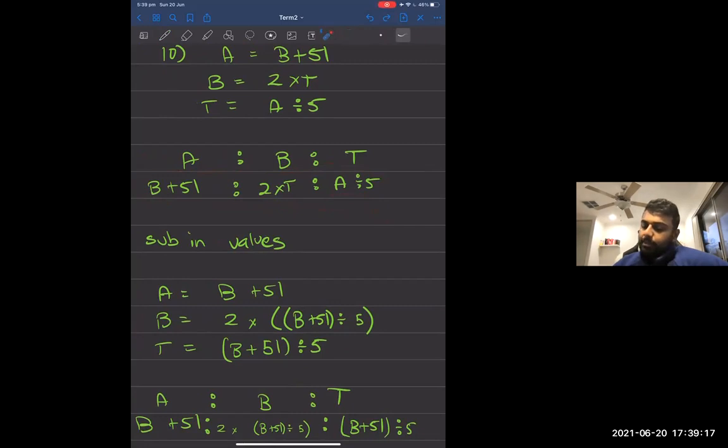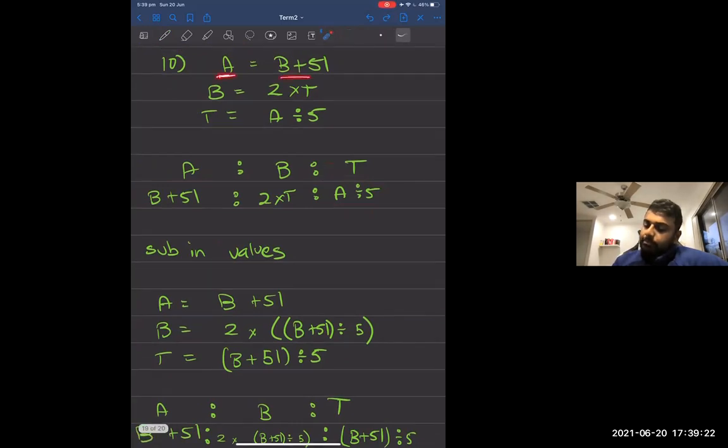So what you do is you sub in values. Sub in values is substitute in values. If A is equal to B plus 51, then I can get rid of this A and put B plus 51. Do you guys understand that? Yes. And if T is equal to A divided by 5, I can remove this T and put A divided by 5. Do you guys understand that? Yeah. And if B is equal to 2 multiplied by T, I can get rid of this B and put 2 multiplied by T. Do you guys understand that? Excuse me, Melvin.